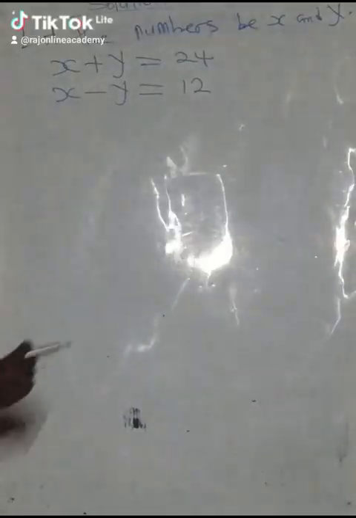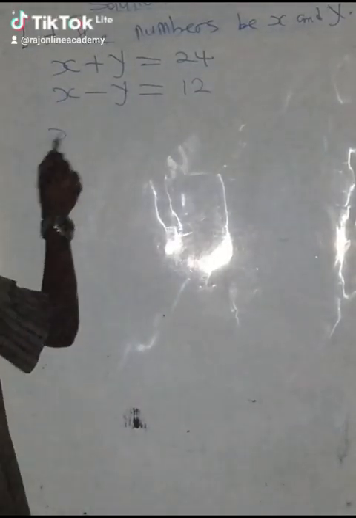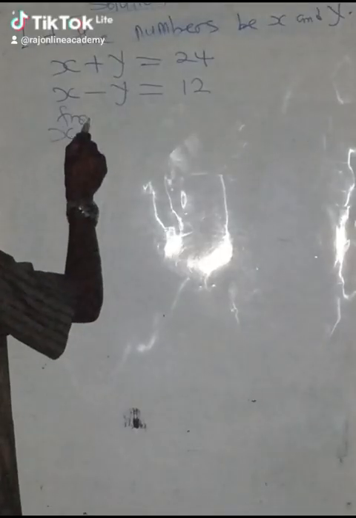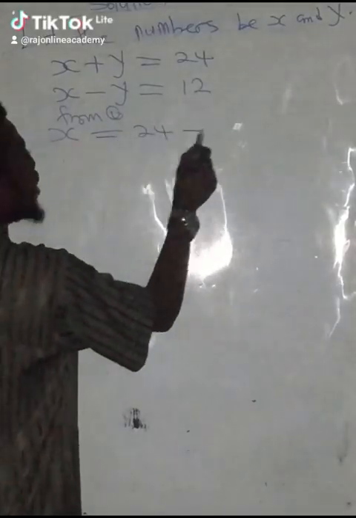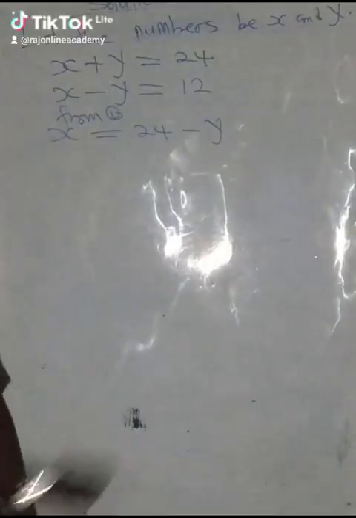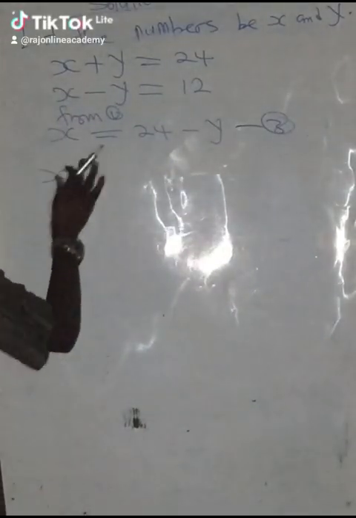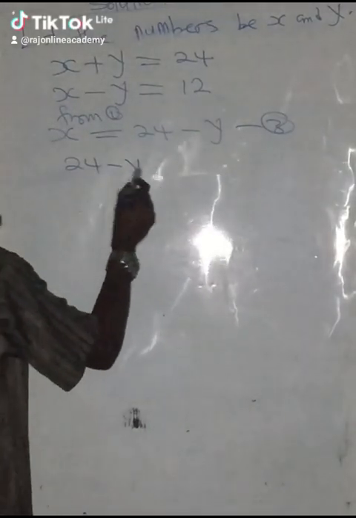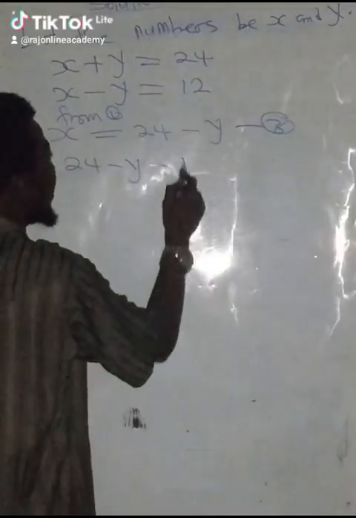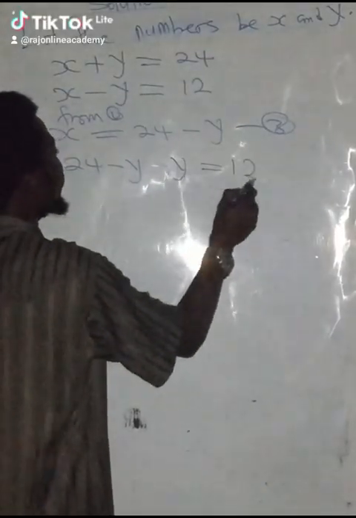From this point, make any of these the subject. From equation 1, X is equal to 24 minus Y. We can call this equation 3. Now from equation 2, we have X, but the value of X is 24 minus Y. So we have 24 minus Y, minus Y again, equal to 12. Is this one okay here?